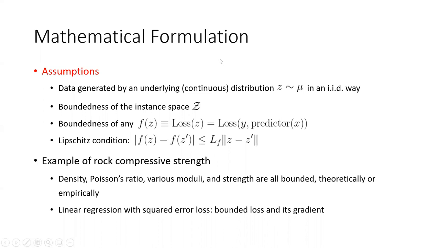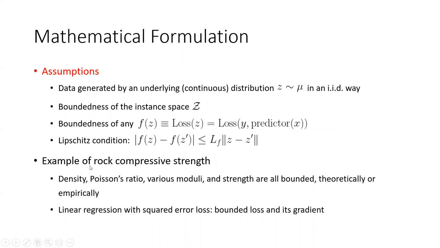Also, we assume that the instance space Z is bounded. Also, if we have a predictor and we feed X into the predictor to get a predictive value of Y, there is a loss function to define the loss. All of this is denoted as F of Z, because Z consists of two parts, the X feature and the Y response. And F actually contains the information of the predictor as well as the loss function. But as long as Z is given and F is picked, we assume that it's bounded. And we also assume that F is not only bounded, it's Lipschitz, with the Lipschitz constant LF.